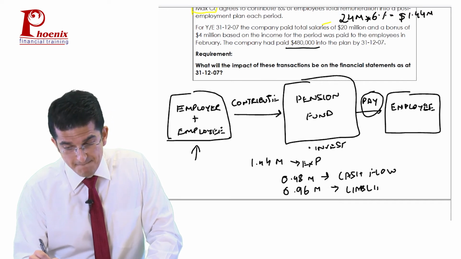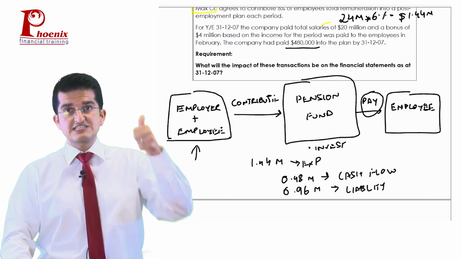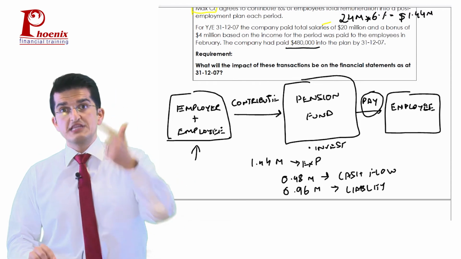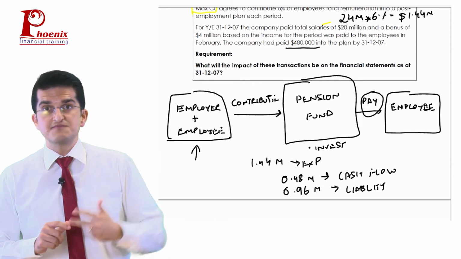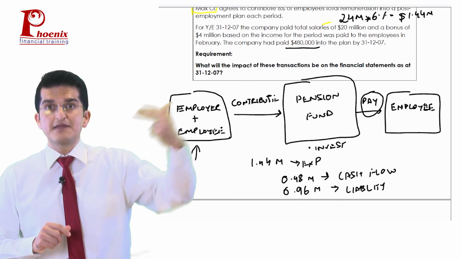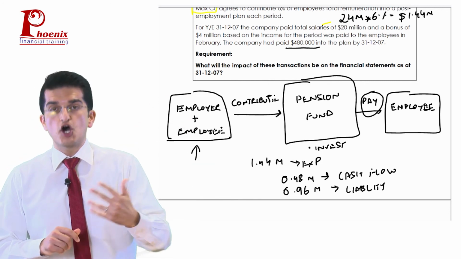So to sum up, we have fixed amounts to be paid, risk with the employee, and the accounting of it is recorded as an expense. Any amounts not yet paid to the pension fund is recorded as a liability.